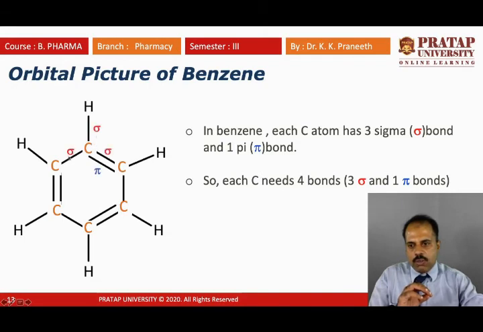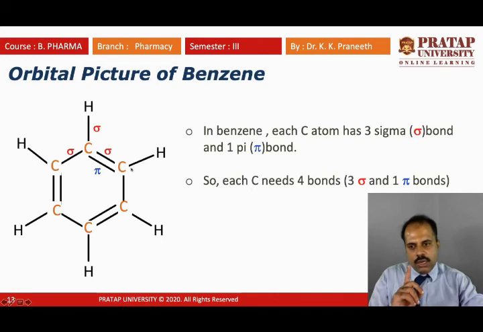Three sigma bonds, one single bond: 1, 2 and 3 sigma bonds, right? Each carbon contains 3 sigma bonds, like that. Each carbon contains 3 sigma bonds and 1 pi bond. The double bond is called a pi bond. This bond is called a pi bond, and 1 pi bond.